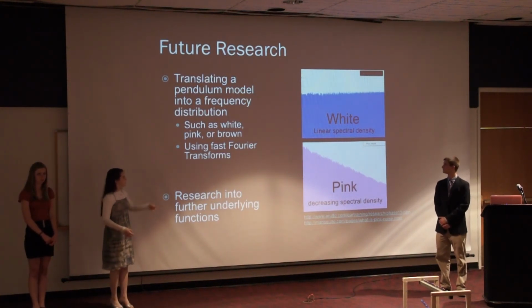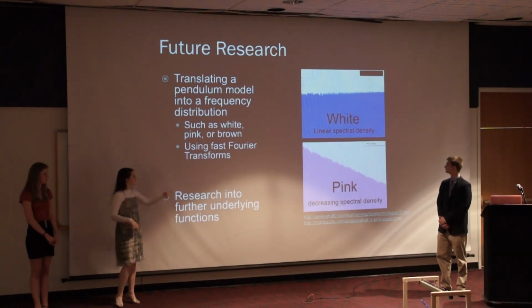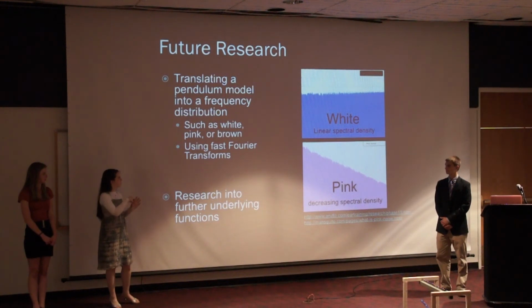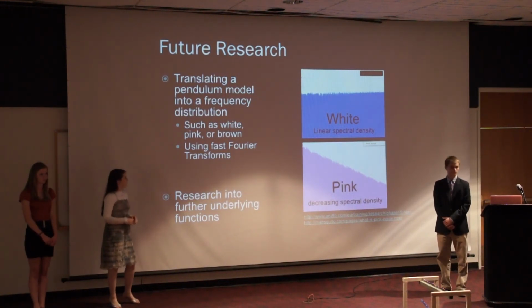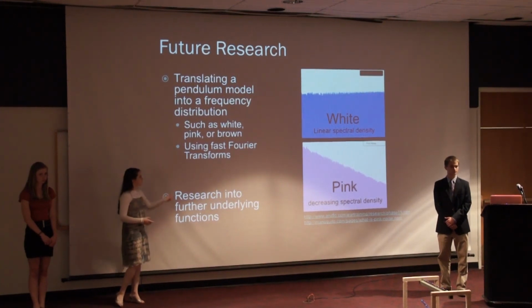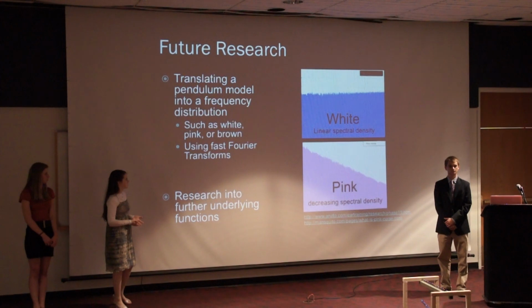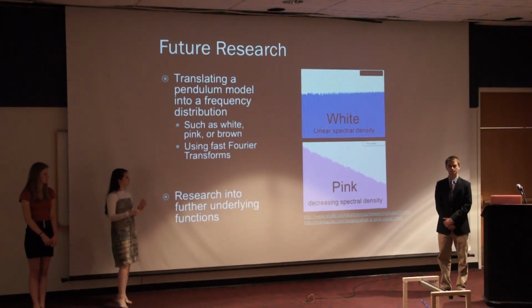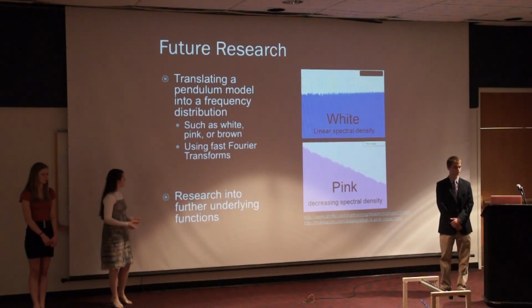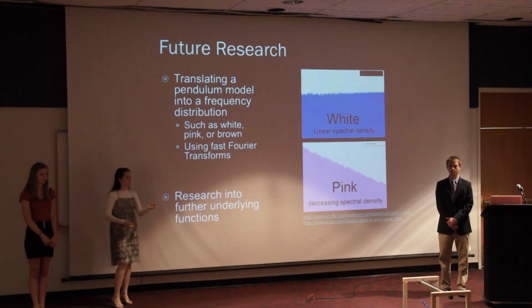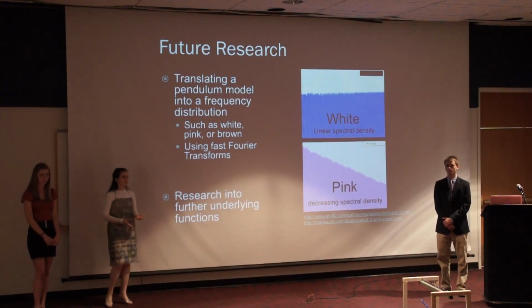So here we have projected two types of noise. Our graph relates to white noise, where the amplitude does not change with frequency, and another type of noise is pink noise. It has decreasing spectral density, which means that the amplitude decreases as the frequency gets higher. And we can use this to model not only these types of functions, but other further underlying functions.